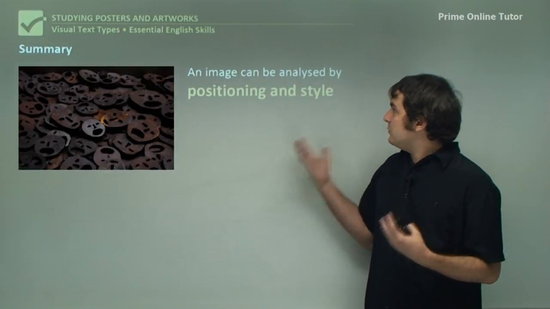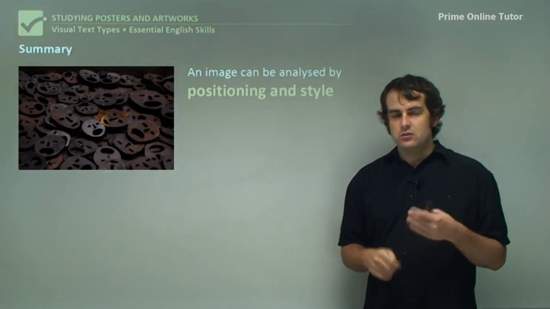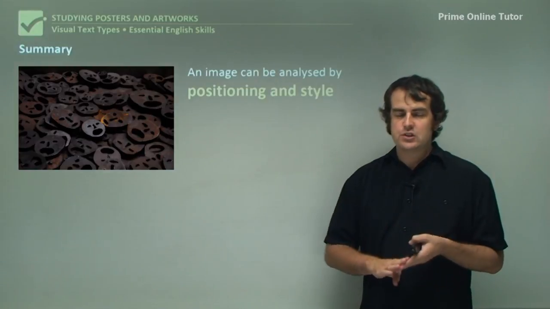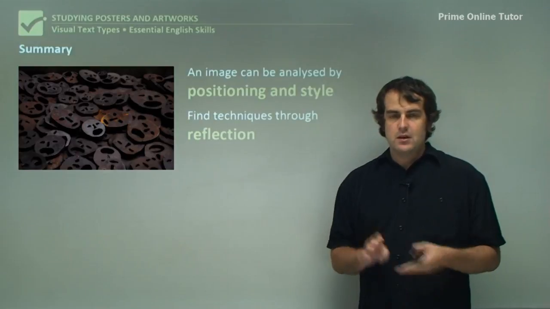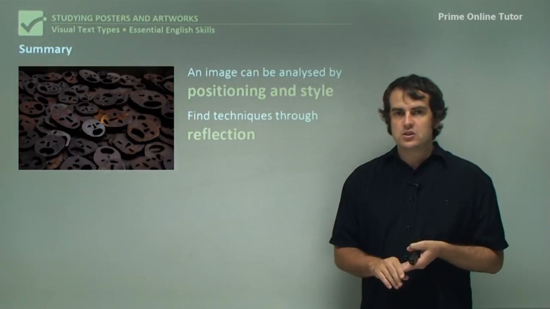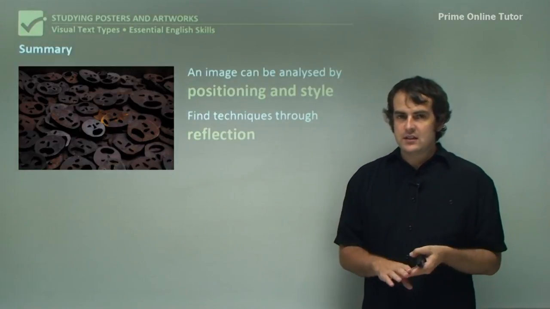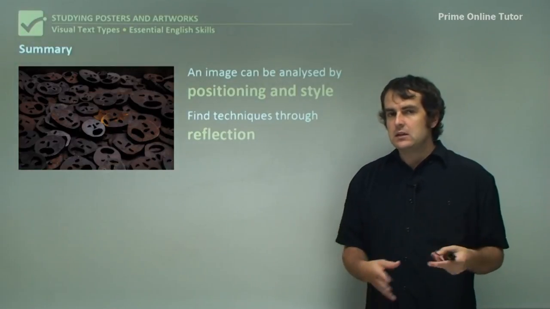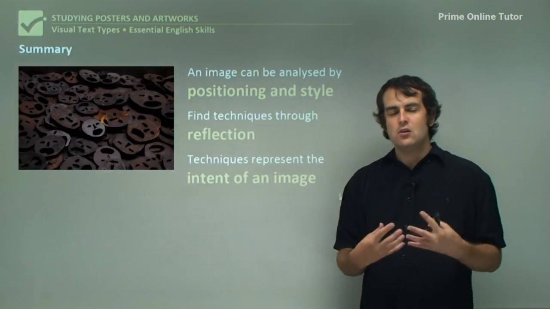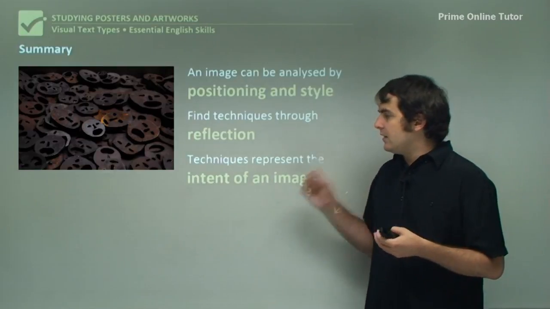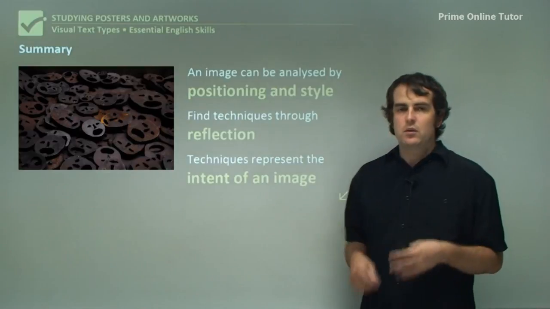Okay, so in summary, an image can basically be analysed by both its positioning and its style. So look at it in terms of the way it's arranged and the way that it's been made. You find this through reflection. So make sure that whenever you're trying to interpret an image, that you reflect on it, you think about it, and that you don't immediately stick with your first answer, nor do you get frustrated if it doesn't immediately come out to you. And finally, these techniques represent essentially the intent of the image. So through understanding and identifying all the things that form part of the image, you're getting to understand what the meaning of it is.